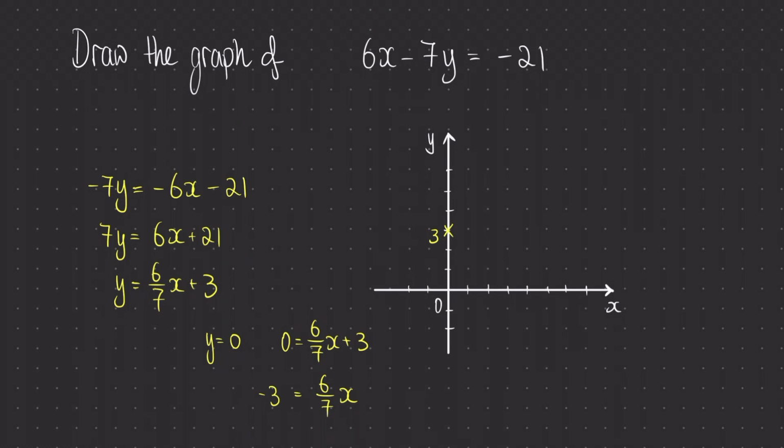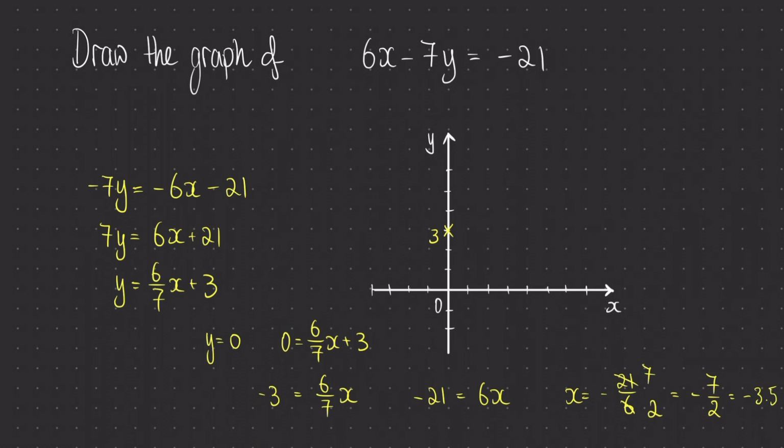Okay, I'm going to keep working through this, so I can times both sides by 7, so minus 21 equals 6x, and so x equals minus 21 over 6. I can simplify this, so that gives us x equals minus 7 over 2, which if we write as a decimal, which I don't recommend normally, but here, because we're plotting it on an axis, might be useful. That's going to be minus 3.5.